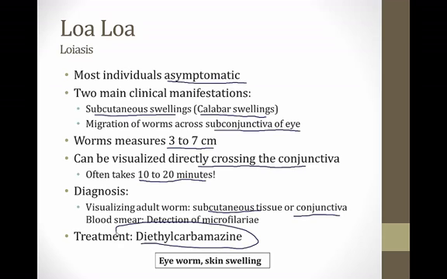And so the buzzwords to remember for loa loa are eye worm and skin swelling. Most people remember the eye worm. This worm has a very unique name, and most people remember that picture of the worm swimming across the eye. What people sometimes forget are the Calabar swellings and the skin symptoms, and that's because it moves through the subcutaneous tissue, just like a lot of the worms we'll talk about in this module.